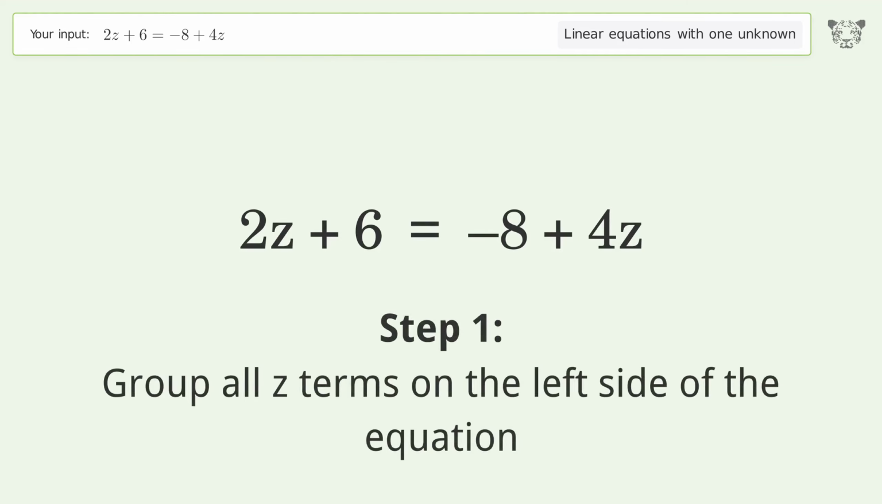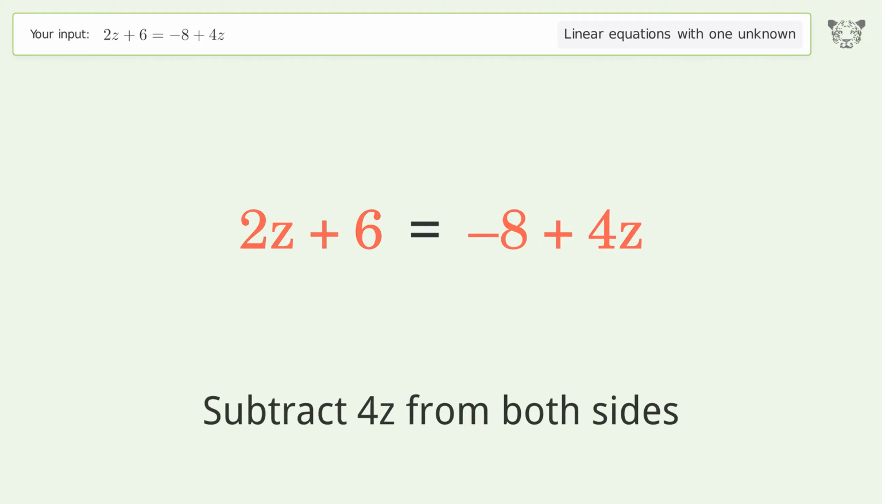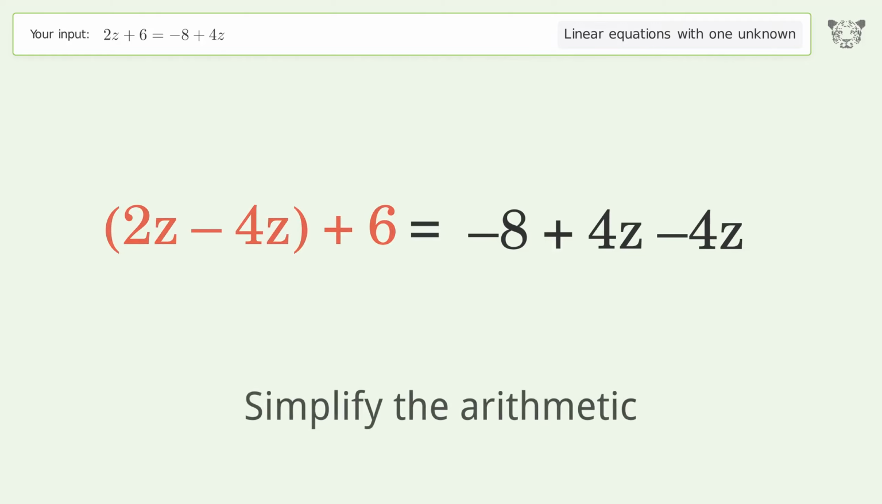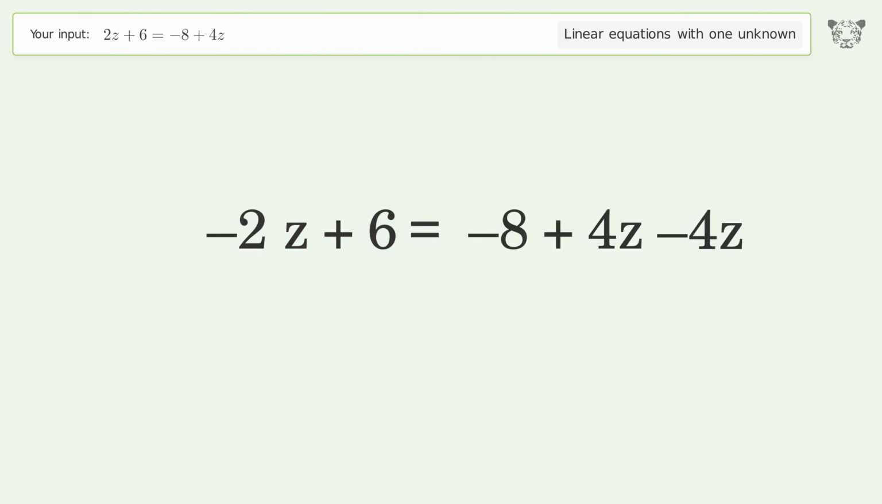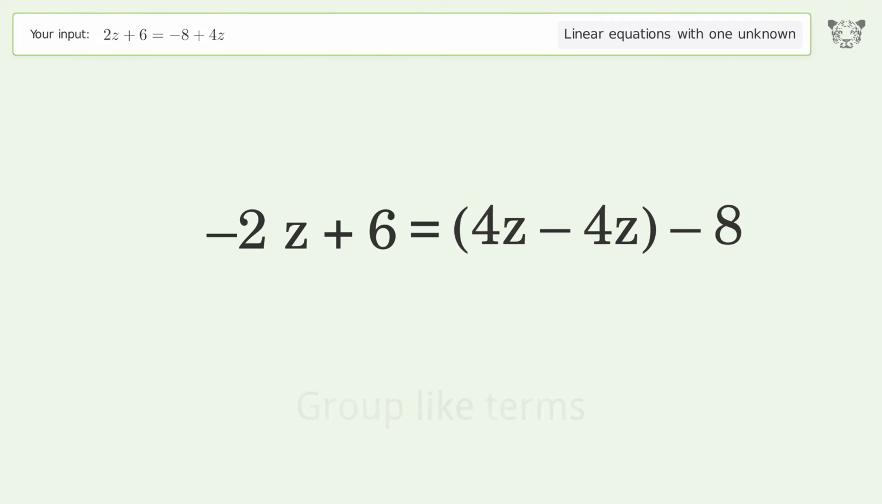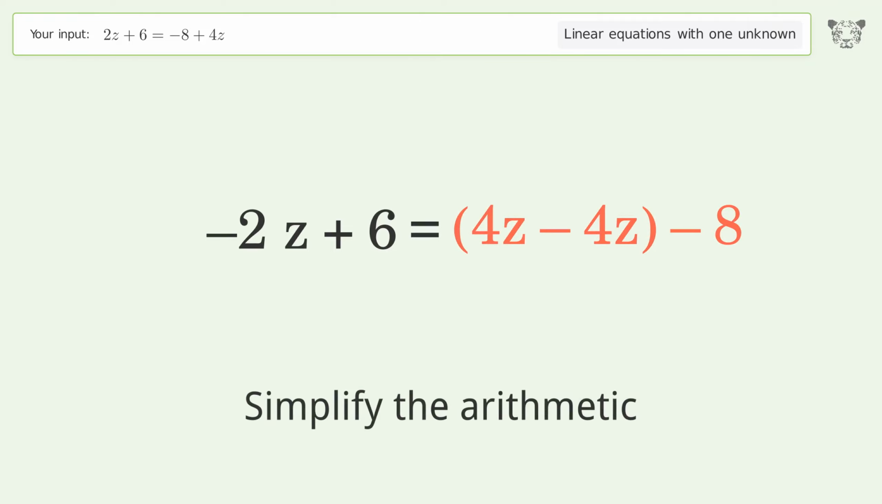Group all z terms on the left side of the equation. Subtract 4z from both sides. Group like terms. Simplify the arithmetic. Group like terms. Simplify the arithmetic.